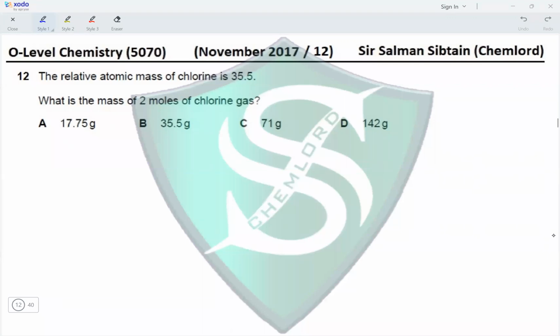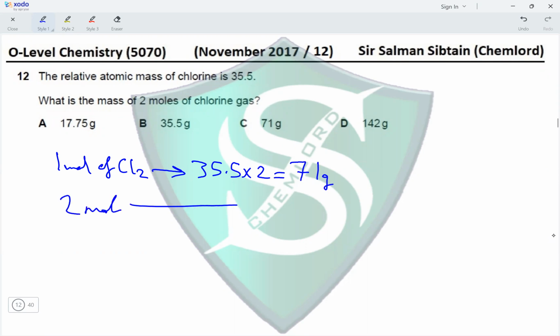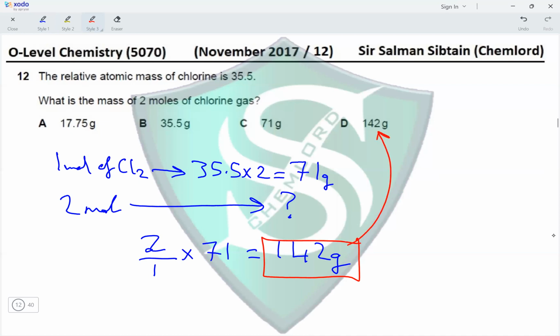Question 12. The relative atomic mass of chlorine is 35.5. What is the mass of 2 moles of chlorine gas? So Ar of chlorine is 35.5. 1 mole of Cl2 has a mass of 35.5 into 2, which is equal to 71 grams. And they're asking us for 2 moles. So 2 moles will have how much mass? So this would become 2 upon 1 into 71, which will give us a value of 142 grams. This makes option D the correct option for this question.